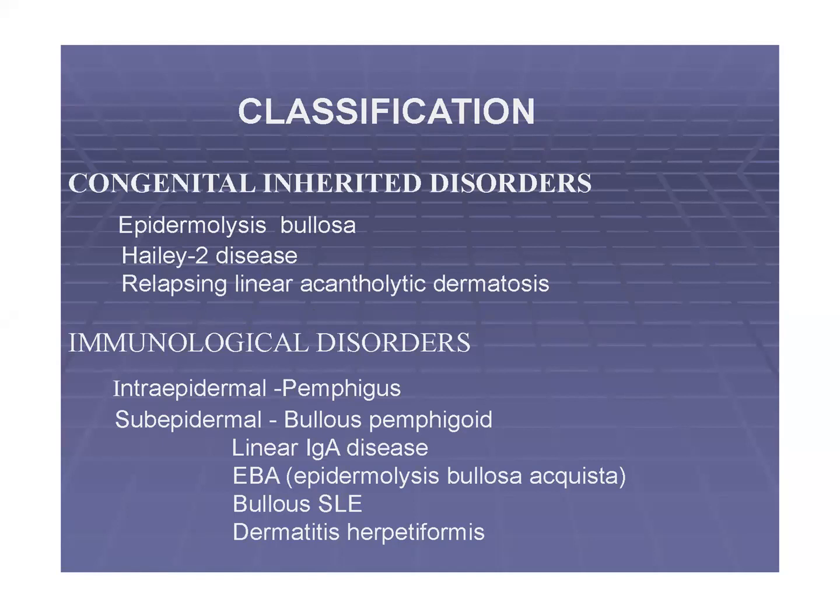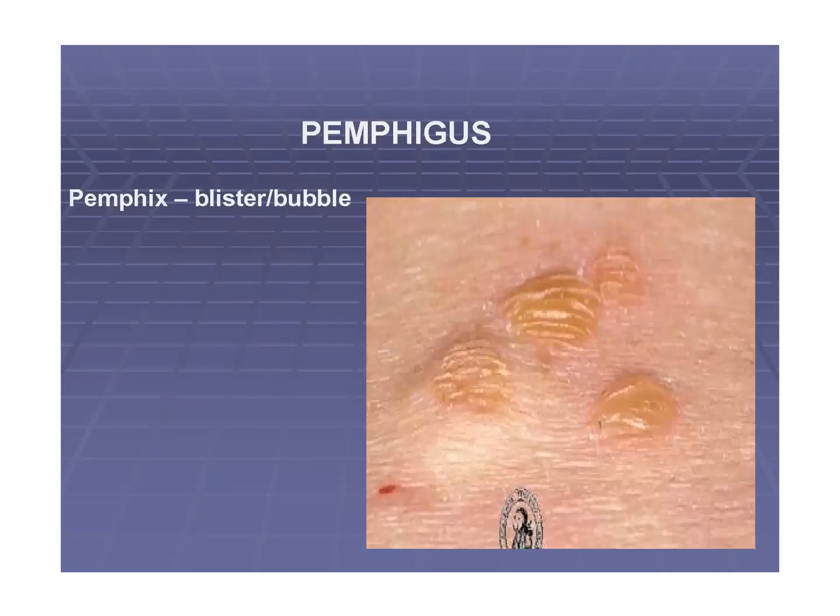There are other two as well. You don't need to go for that right now. Immunological ones are the intraepidermal, that is the pemphigus, and the subepidermal, that is the bullous pemphigoid, linear IgA, EBA, bullous SLE, and dermatitis herpetiformis. Now, pemphigus comes from the word pemphix, which is blister.